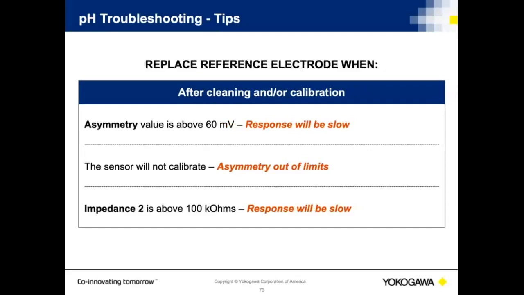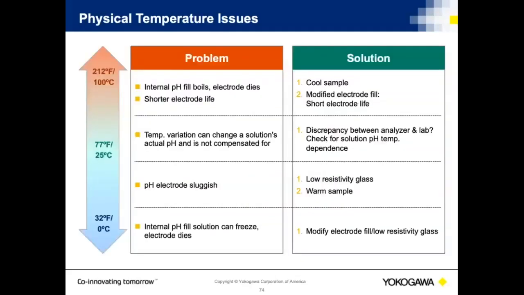Reference electrode, asymmetry values above plus or minus 60 millivolts. Response again will be slow. Asymmetry out of limits, or the resistance values are above 100 kiloohms, which is quite a high resistance for a reference electrode. What do you do? You replace it.